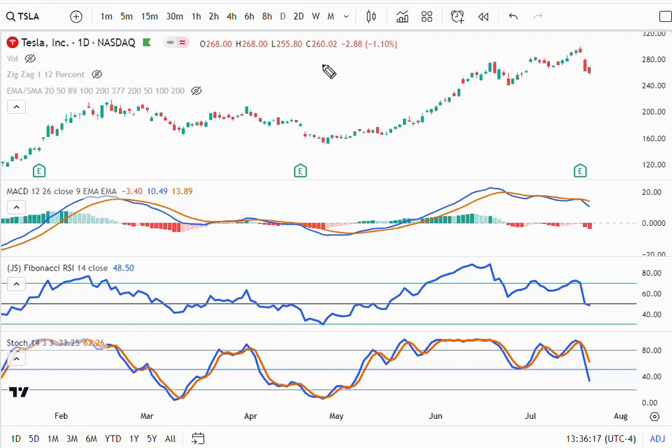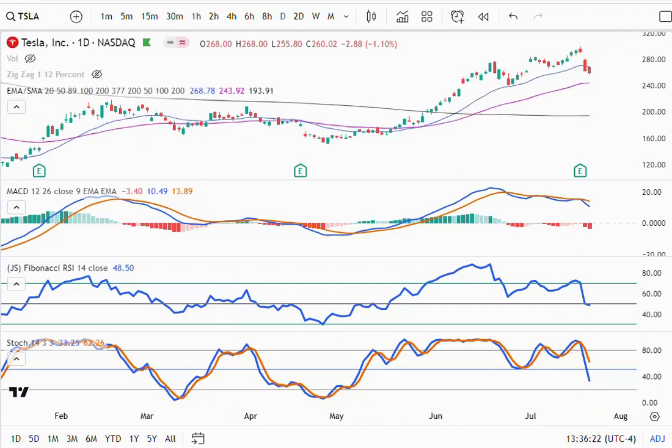Also, if I bring in the moving averages just to see how they look, you can see that Tesla closed below the daily 20 EMA. The daily 20 EMA provided support, and it was above the daily 20 EMA during this rally. But it has now closed below the daily 20 EMA for 2 days in a row. So that's point number two.